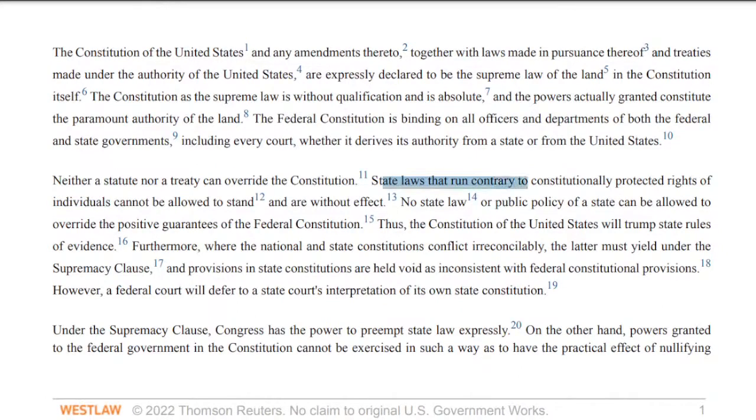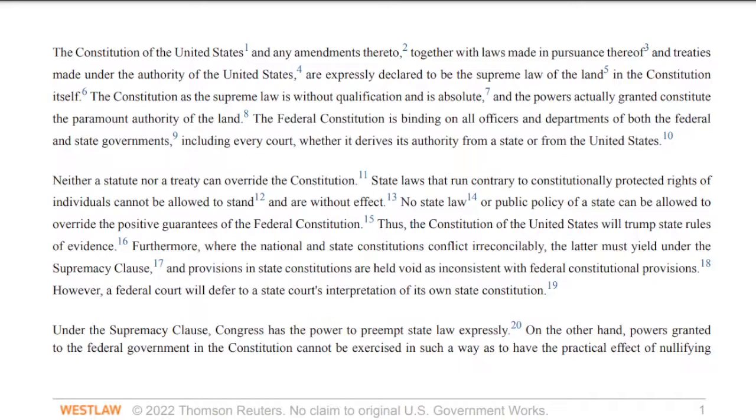State laws that run contrary to the constitutionally protected rights of individuals, not of groups, cannot be allowed to stand and are without effect. No state law or public policy of a state can be allowed to override the positive guarantees of the federal Constitution. Thus, the Constitution of the United States will trump state rules of evidence. Did you see this? This is important.